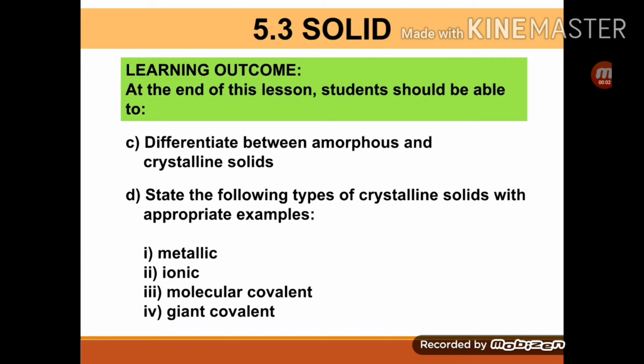At the end of this lesson, students should be able to differentiate between amorphous and crystalline solid. Number 2, students should be able to state the following types of crystalline solid and give appropriate examples. Number 1, metallic. Number 2, ionic. Number 3, molecular covalent. And number 4, giant covalent.